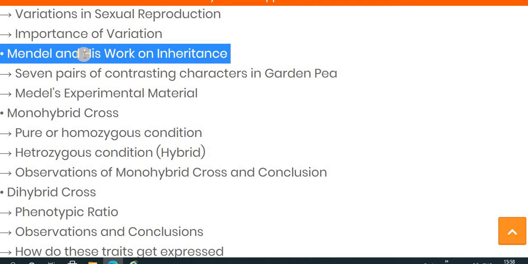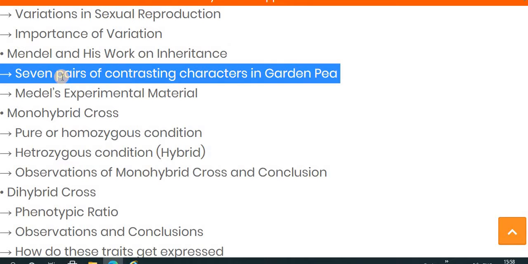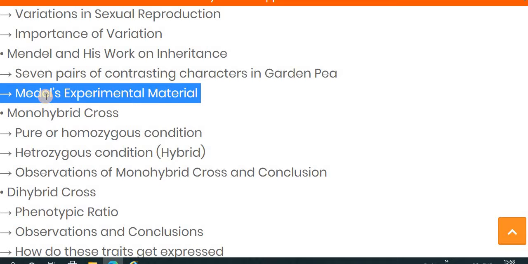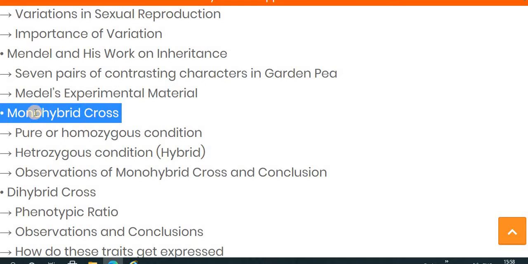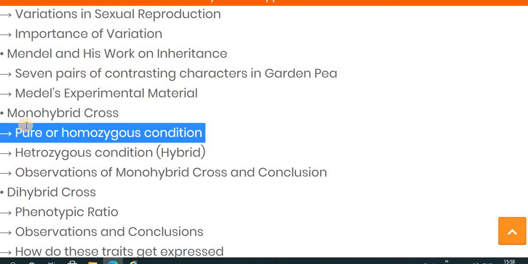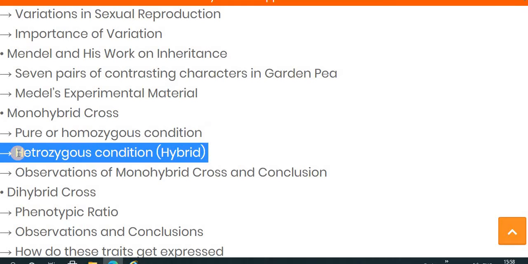Then Mendel and his work on inheritance. In that, the seven pairs of contrasting characteristics in the garden pea, and Mendel's experimental material. We will study the monohybrid cross and the dihybrid cross. In the monohybrid cross, the pure, or homozygous, condition and the heterozygous condition, meaning the hybrid one.